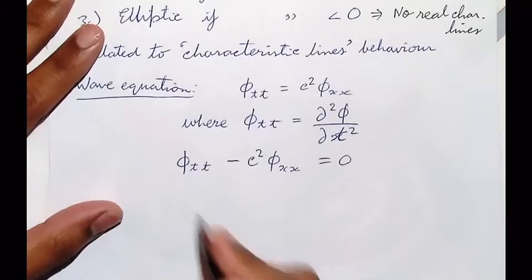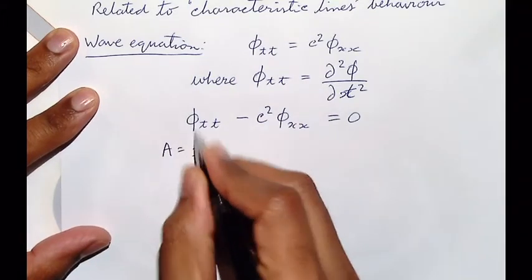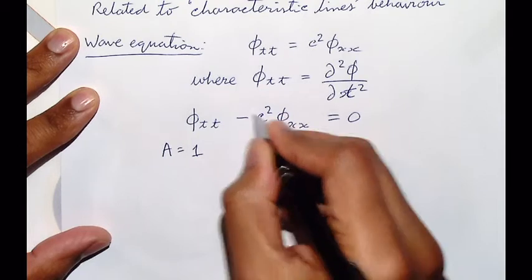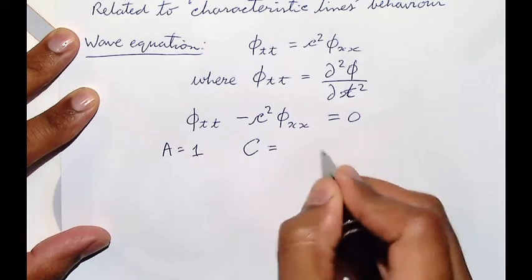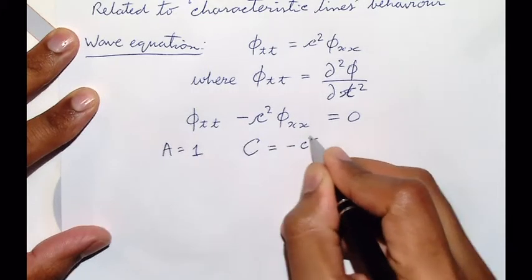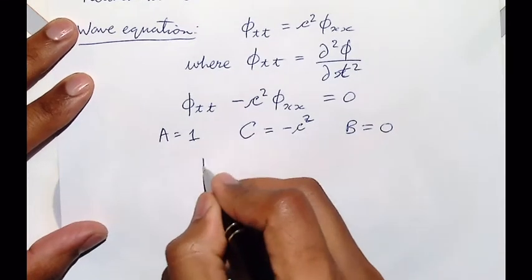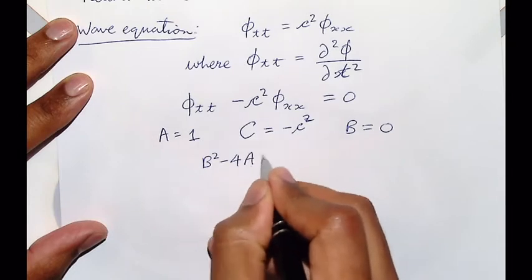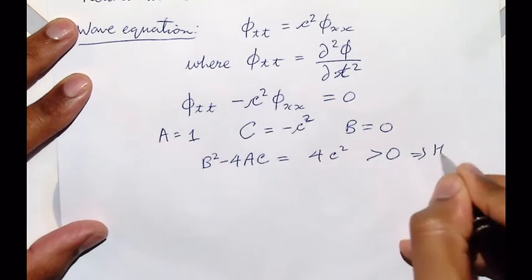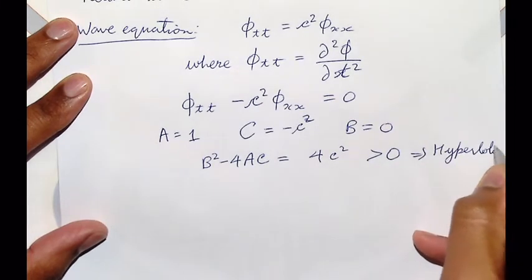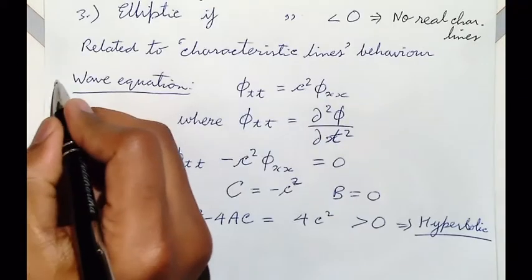All right. So here, our a is equal to 1, and okay, small c. Capital C is equal to minus c squared, and b is 0, right? Which means b squared minus 4ac is basically 4c squared, which is greater than 0. So hyperbolic. Okay, now this is the 1D wave equation.